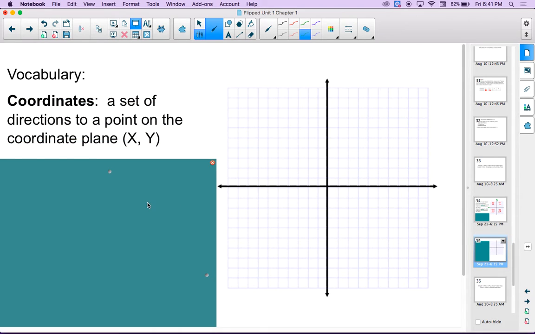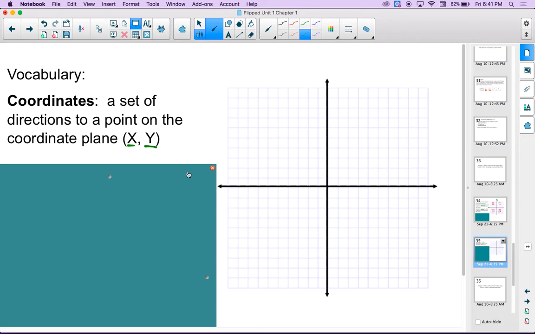That word is coordinates. Coordinates are a set of directions to a point on the coordinate plane. They will look like this. You'll have a number and a comma and another number inside a set of parentheses. The first number is the x-coordinate. That tells us if we should go to the left or go to the right and how many places to move. The second number is the y-coordinate. That tells us if we should go up or down and how many spaces we should move.